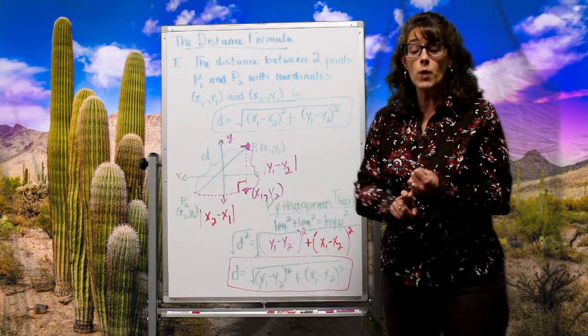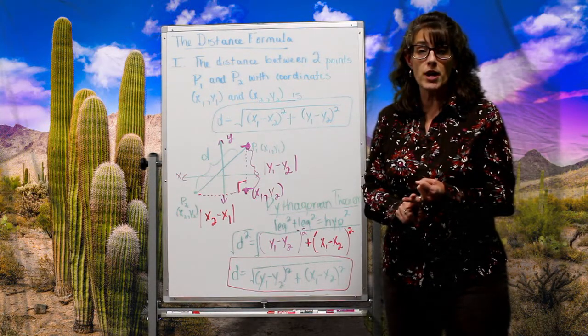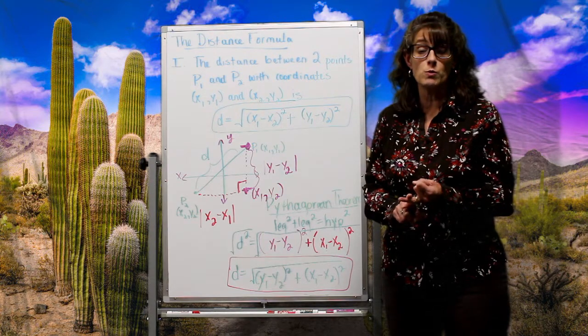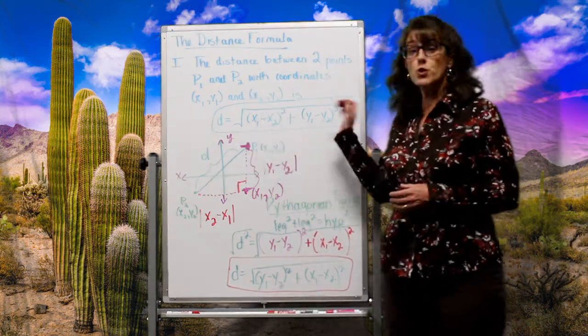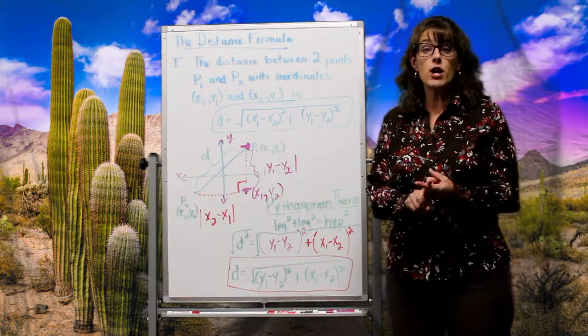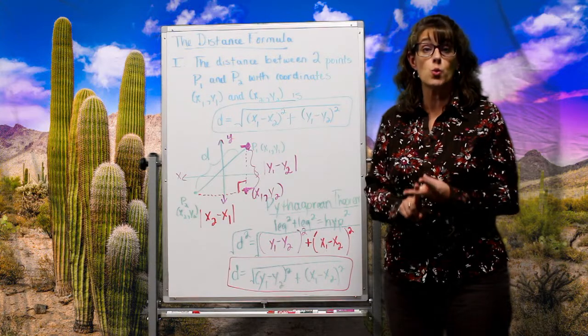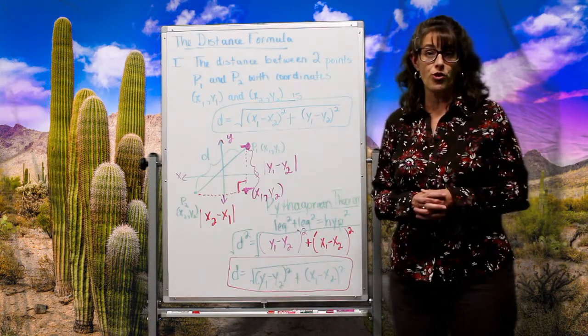Subtract your x's and square it. Subtract your y's and square it. Doesn't matter the order you subtract the x's. Doesn't matter the order that you subtract the y's, because you're going to square it. And you could do your x's first, y's second, or y's first, x's second. The bottom line is, subtract x's, subtract y's, square each one of them. Add it up in the middle, take the square root of the whole thing.